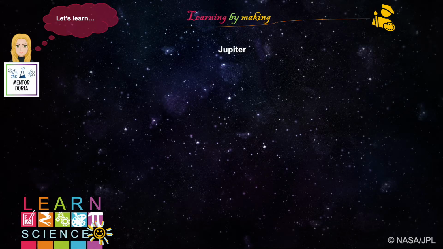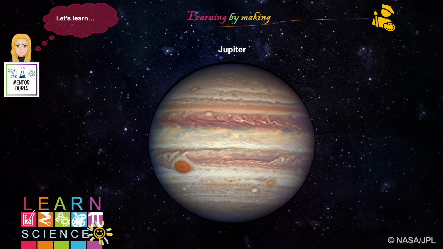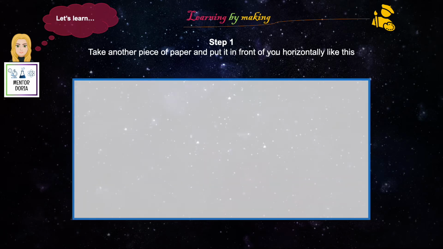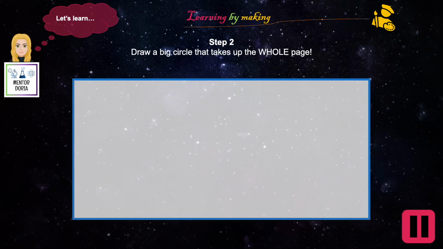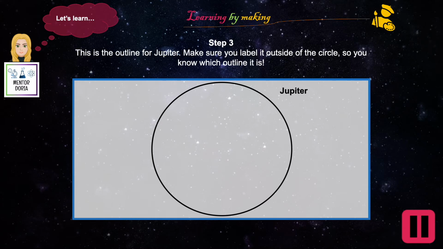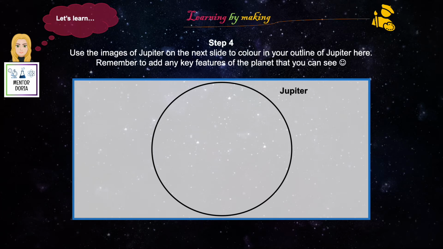The next planet we will be drawing is Jupiter. Grab another piece of paper and place it in front of you horizontally again, like this. Using your pencil, draw a big circle that takes up the whole page, like this. This will be used for our outline of Jupiter. Make sure you label it outside of the circle so you know which outline it is. Again, using the images of the planet Jupiter on the next slide, we are going to colour in and add key features of the planet Jupiter onto our outline.